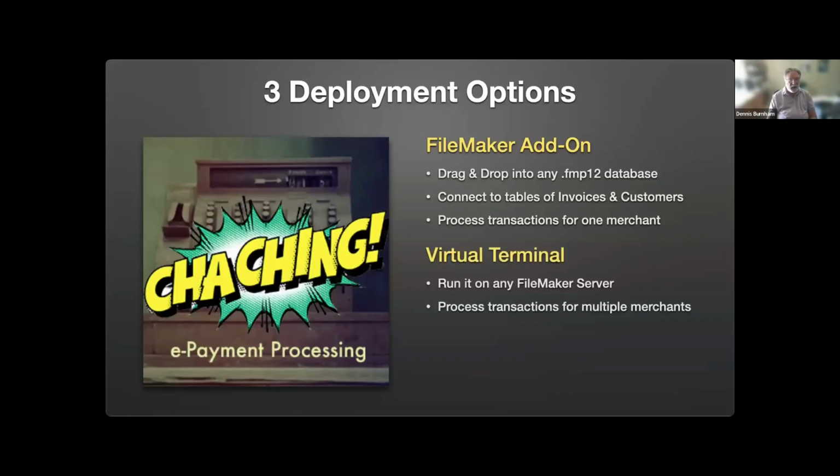The second way of doing it is what I call a virtual terminal. Here, instead of dragging it onto a database as an add-on, you can just run that FMP12 file on any FileMaker server and point to it from as many merchants as you might be doing business with. As long as it's on a FileMaker server that's accessible from anywhere in the world, you can have one instance of Cha-Ching handling the work that you do for as many merchants as you desire. And the third method is to do a custom deployment, where you can take the schema that's in it, the list of scripts and the field definitions and so on, and build your own custom deployment.